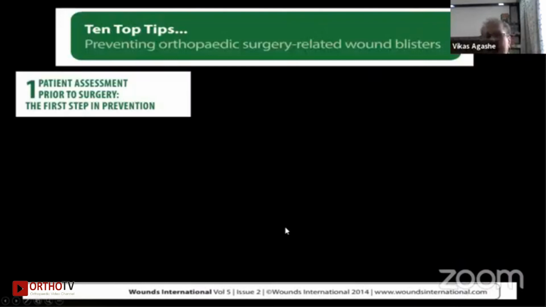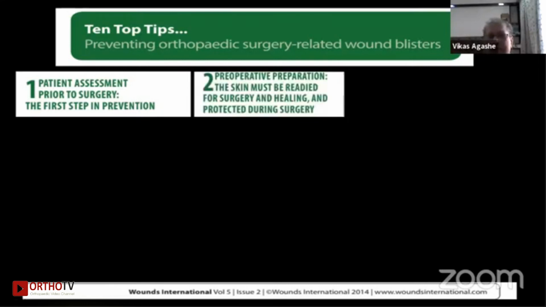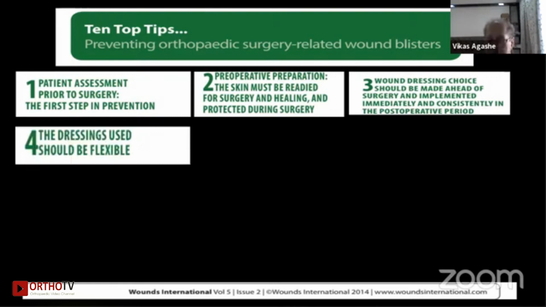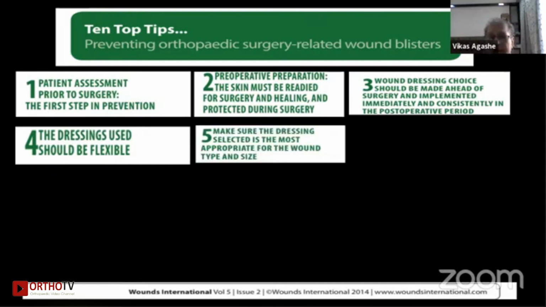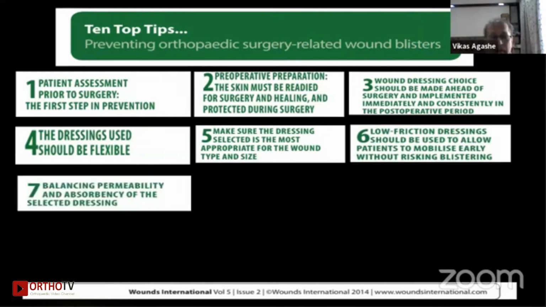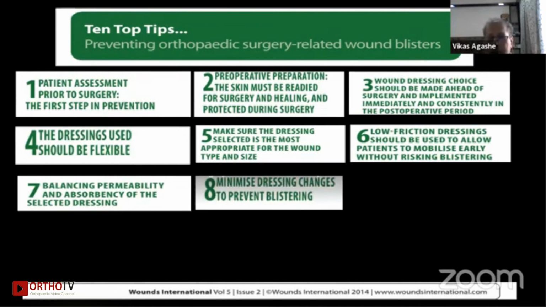So finally, there are the top 10 tips for preventing orthopedic surgery related wound blisters. Of course, we always assess the wound. We prepare the wound well. One has to make the dressing choice depending on what kind of wound is there. There should be decent flexibility of the dressing, especially when you are using it on a joint. So make sure that it is most appropriate for the wound under consideration. One has to balance permeability and absorbability of the selected material.